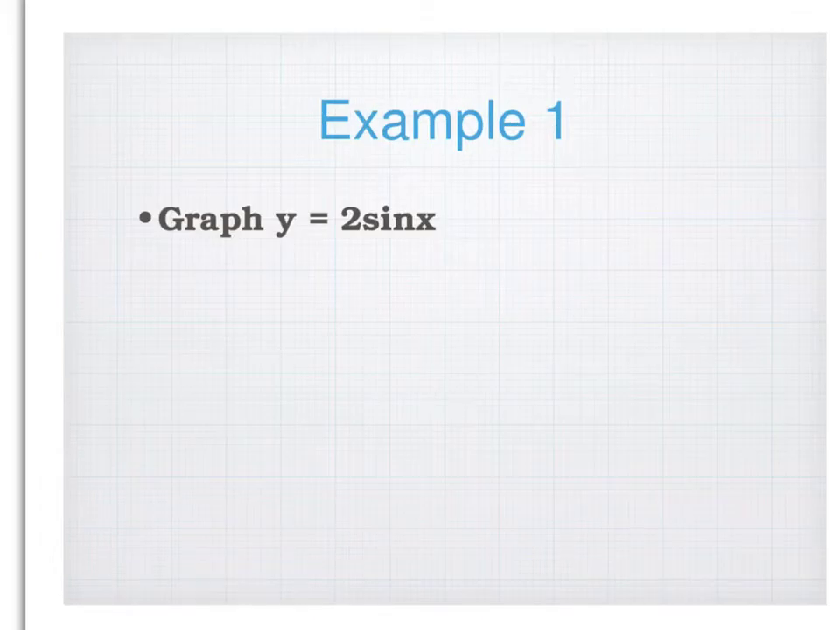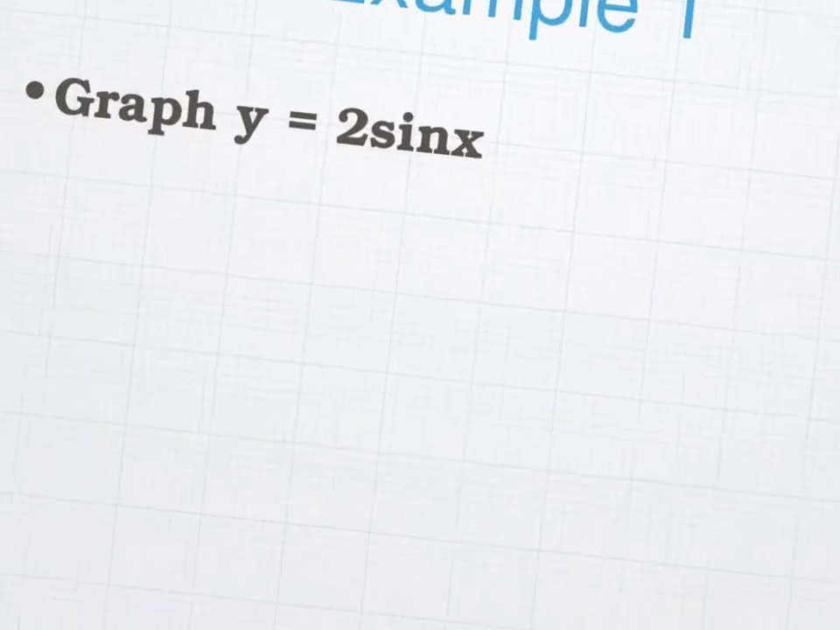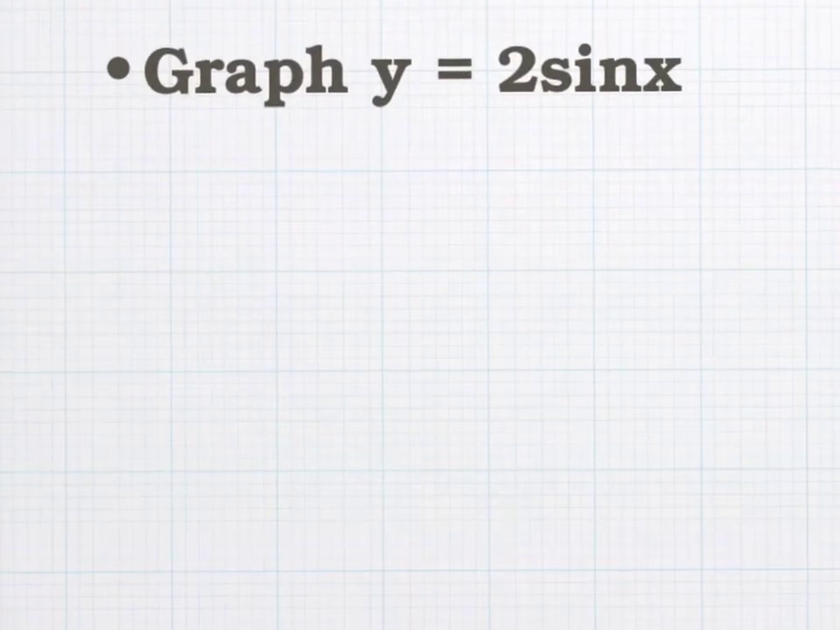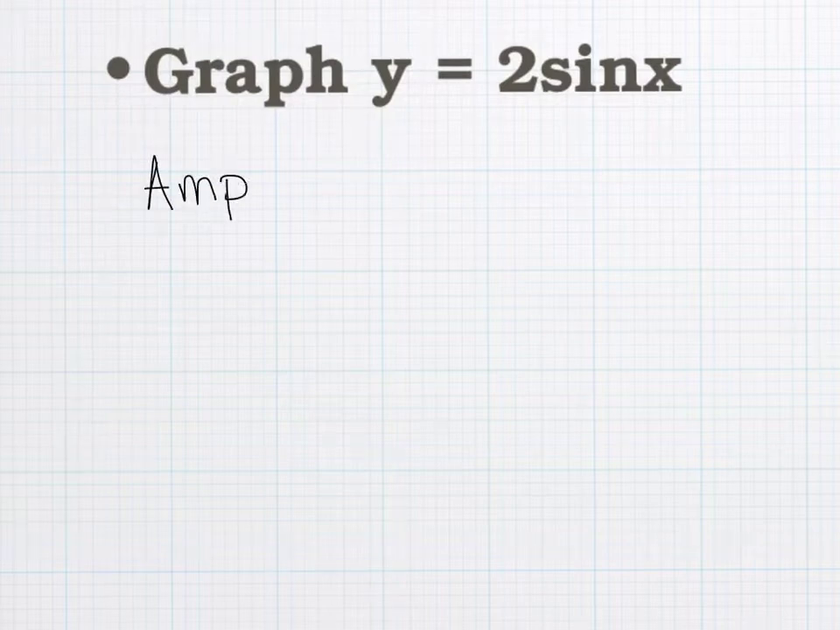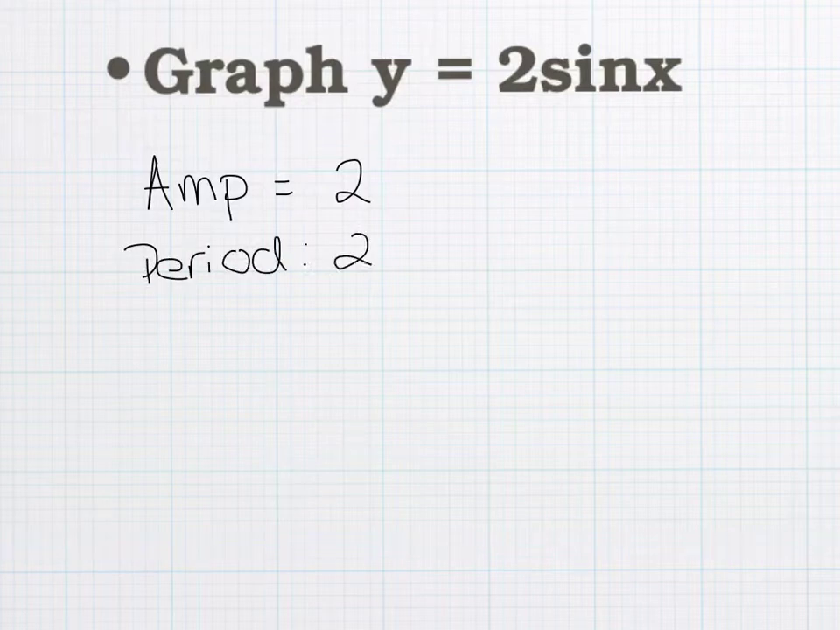Okay, here it says graph y equals 2 sine of x. So the first thing we're going to do is identify the amplitude. So what is the amplitude here? 2. Then you want to identify your period. Remember, your period is 2 pi over b. B is what's in front of x, and what's in front of x is 1. So 2 pi over 1, so it's 2 pi.